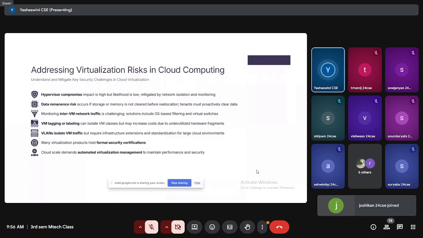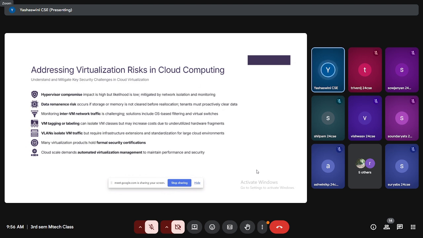So this will help you to utilize the hardware fragments which were underutilized. So by enhancing the VM's tagging and labeling, you can enhance the underutilized hardware fragments.